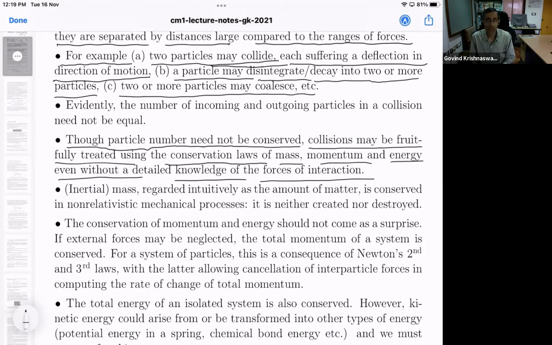So what are these conservation laws? Let us begin with the first, which is conservation of mass. By mass, I mean the inertial mass. So mass, intuitively regarded as the amount of matter, is conserved in non-relativistic mechanical processes. Okay, it is neither created nor destroyed. So the total mass of the particles is conserved. Okay, so this is one of the conservation laws we will exploit.